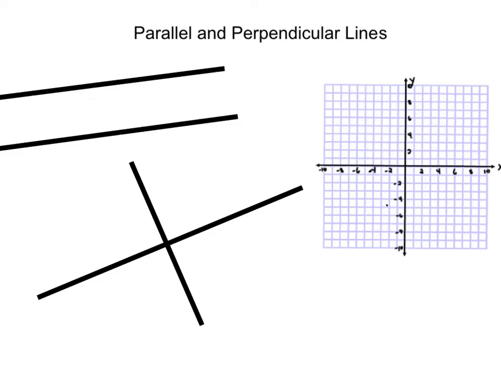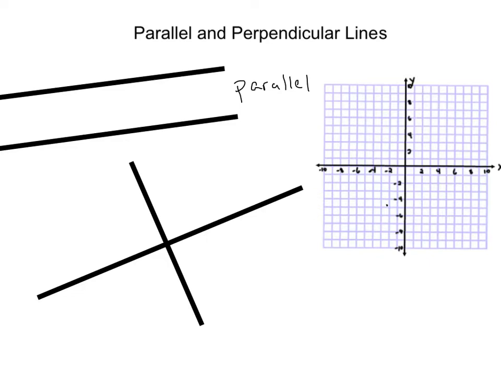We're going to take a look at parallel and perpendicular lines and look to see how their equations are similar or different. So right here we have an example of parallel lines. Two parallel lines will never intersect. They'll never cross. They'll always be equidistant apart.